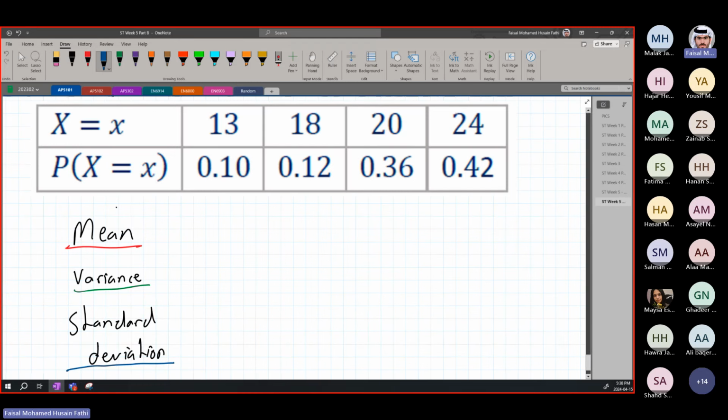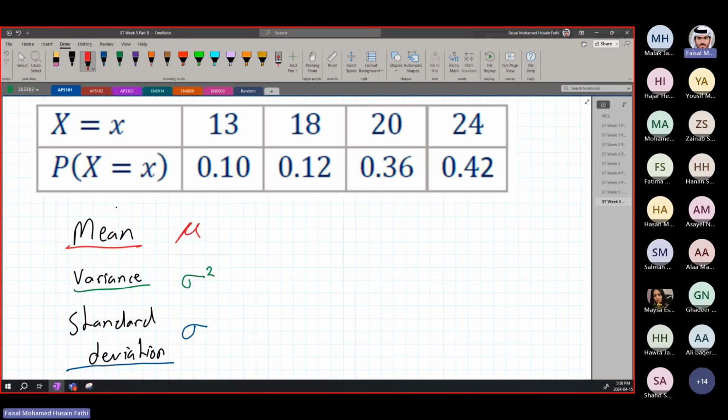So standard deviation, the symbol of it is usually just sigma, small sigma. The variance is the same sigma, but squared. So they're the same thing. You can notice that standard deviation is simply equal to the square root of variance, or variance is just standard deviation squared. And then you have the mean, which is your mu. These are the symbols that are usually used for it.